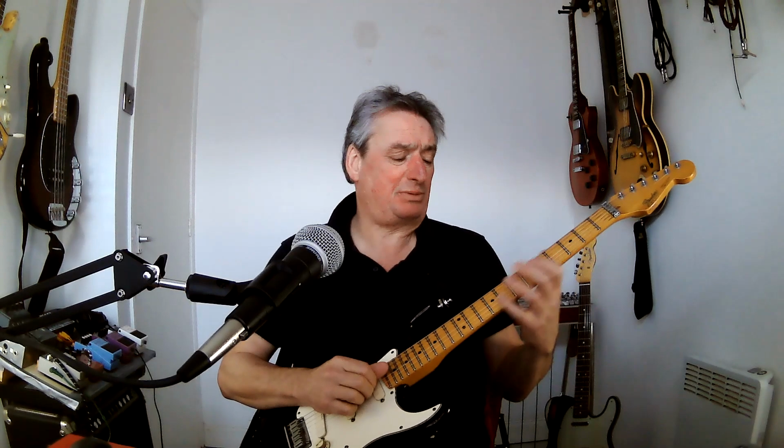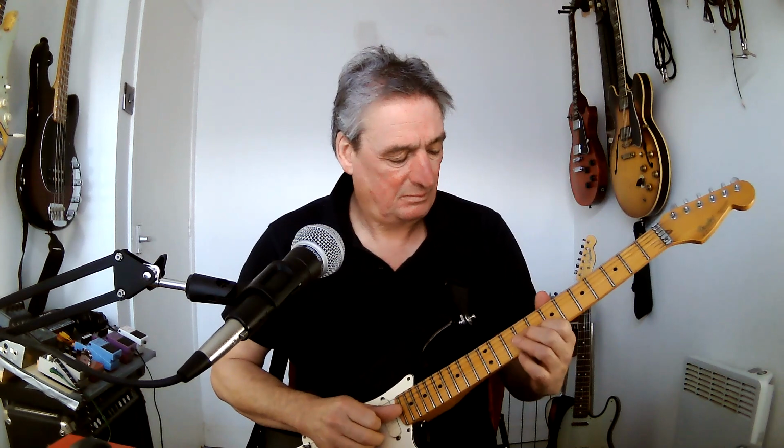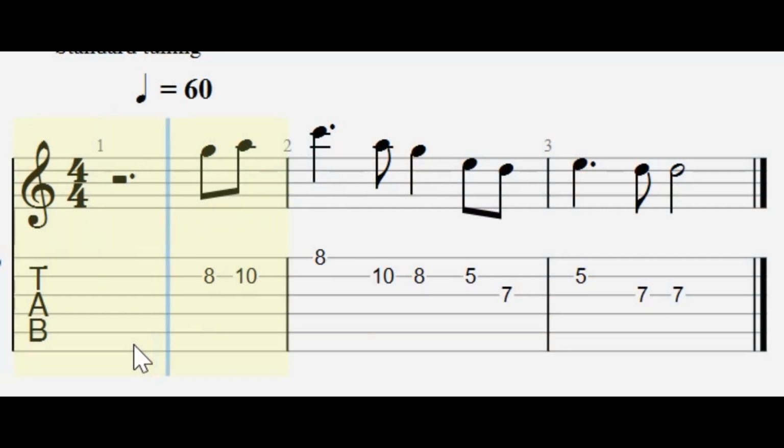Let's take another example. Let's suppose I was somewhere else in the pentatonic. So there it is. It's in the middle of the chord.